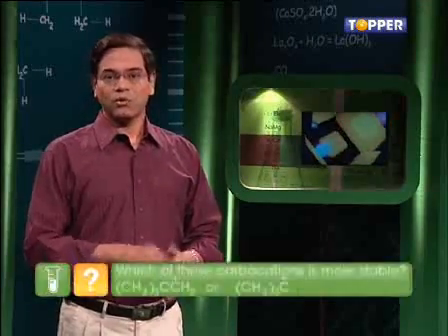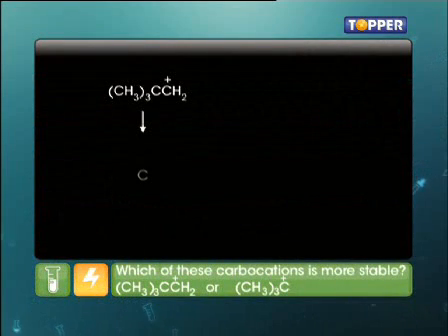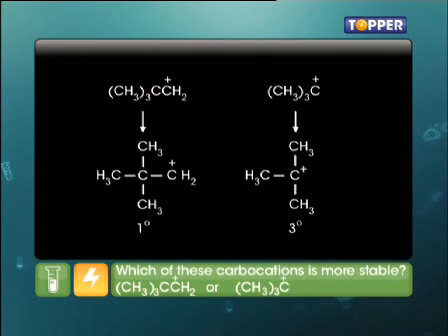To understand it better, let's see this example. Which of these carbocations is more stable? Now, we know that a tertiary carbocation is more stable than a primary carbocation. We can see that the first structure represents a primary carbocation and the second structure represents a tertiary carbocation. Therefore, the second carbocation, that is tertiary, is more stable than the first one, that is a primary carbocation.